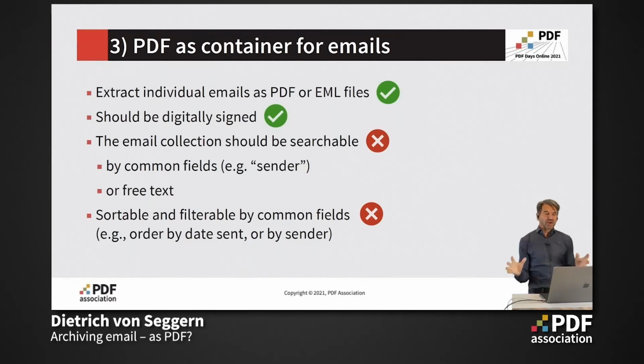And then there are two more requirements, and in my experience, unfortunately, these are not solved today, and I'm very much looking forward to seeing solutions for them. That is, the email collection should allow you to search for emails using metadata fields, so show me all emails in my email package where the sender is Duff Johnson from the PDF Association, for instance.